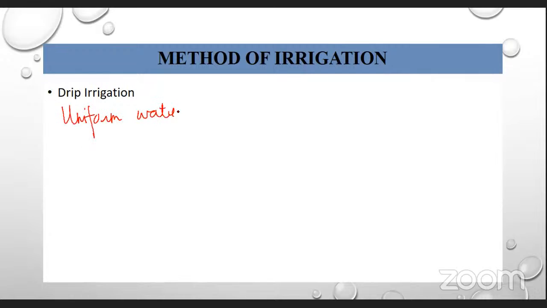Uniform water distribution we are having in this. Okay, this is the advantage of the drip irrigation. And also the application rate over here can be adjusted by using different sizes of the drippers, or you can say the emitters also. The emitters are also known as the drippers, and that is why the name is drip irrigation.